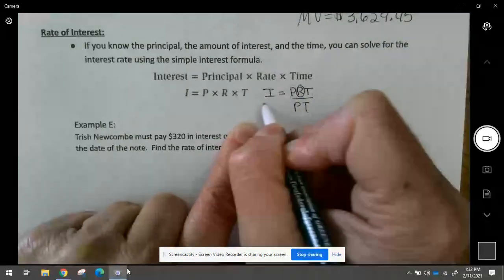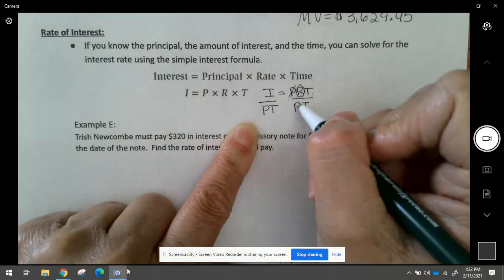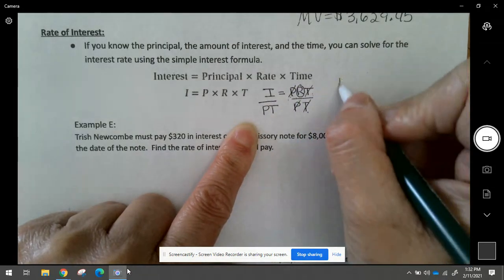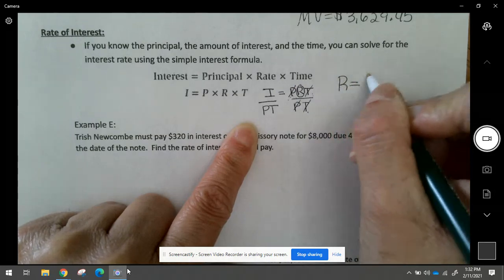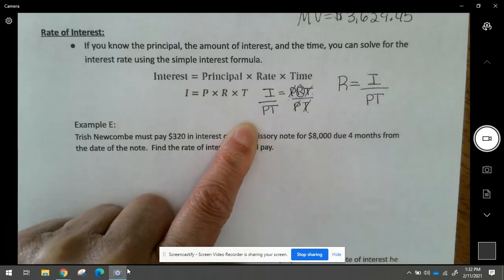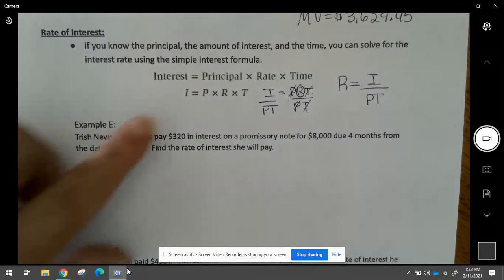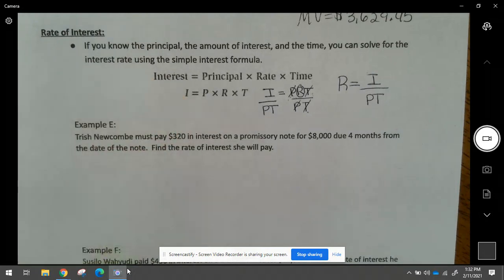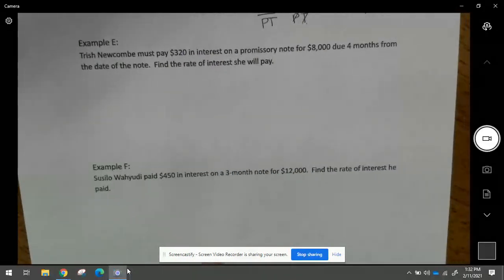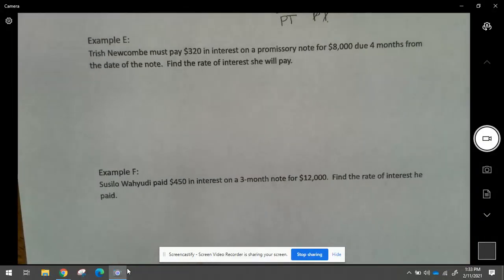What I do to one side, I must do to the other side of this equation. So these values over here cancel. This leaves me with rate equals interest divided by the principal and the time. So all we've done is take our general formula for interest and manipulate it to find a missing value. That should be relatively easy for people to do because you've all had algebra. It's just an algebraic skill. So let's apply this. Example E.